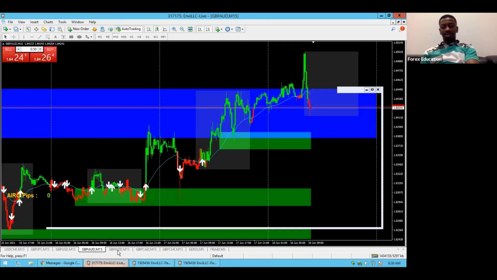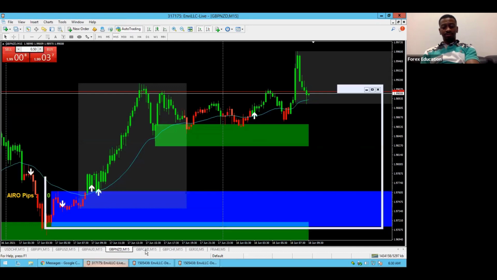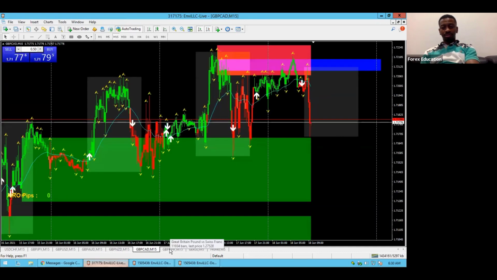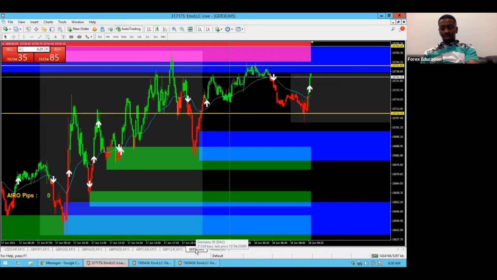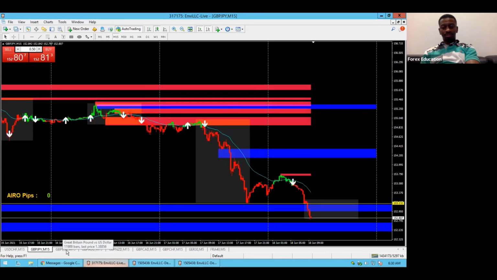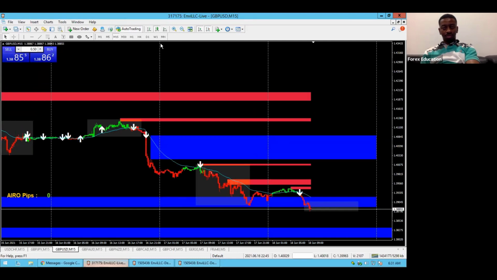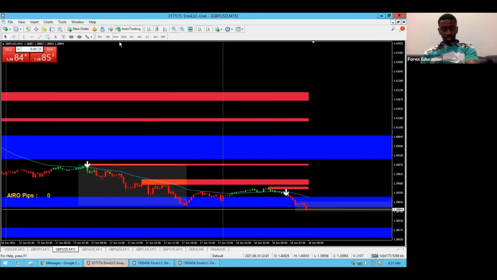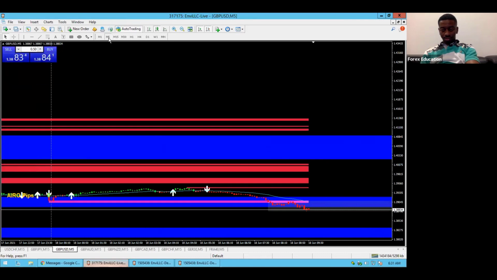I need to see the retest. No retest? Interesting. German 30. Got that buy. I ain't touching that. Not even a retest on the 5 minute.